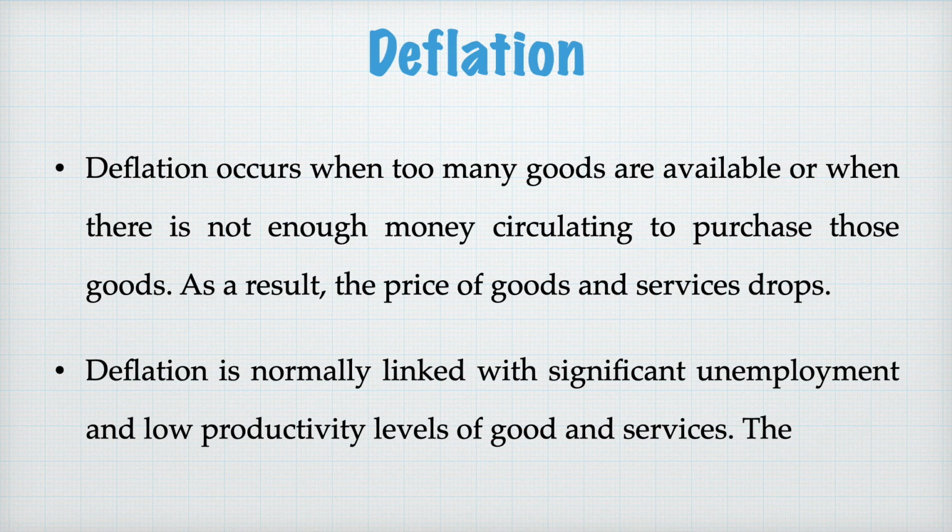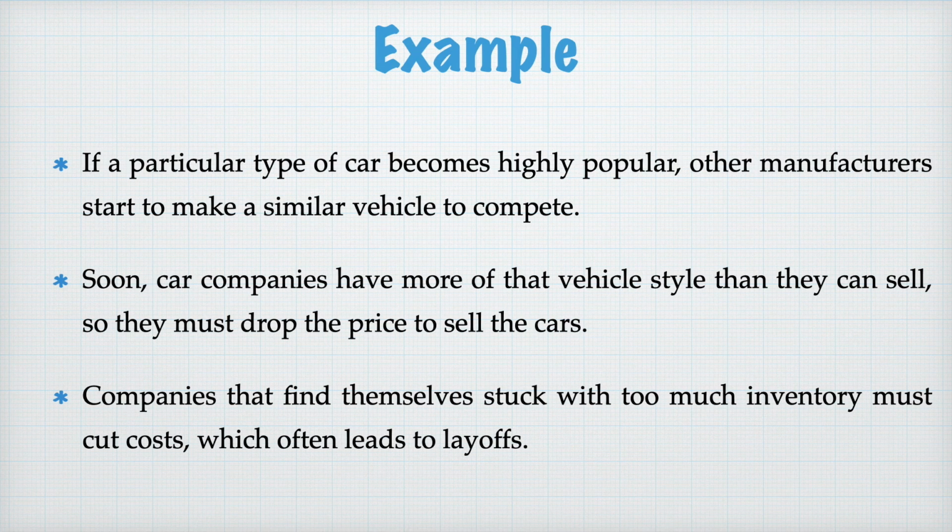So deflation is normally linked with significant unemployment and low productivity levels of goods and services. Is that clear? Can we see this in our situation today? Can we look at unemployment around us? There were so many layoffs and there is low productivity of goods and services. Let's look at an example.